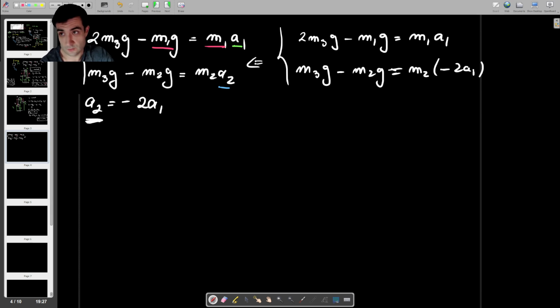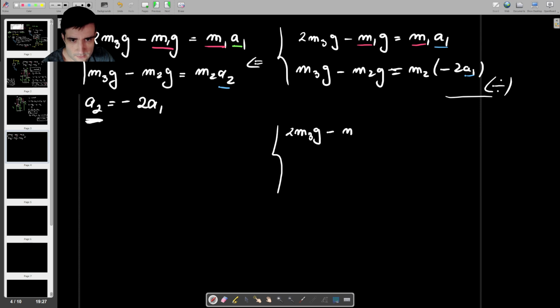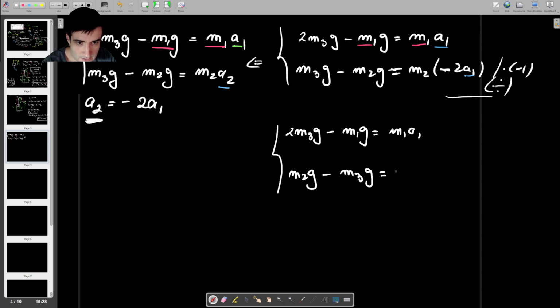Now we have 2 equations, 2 unknowns. We don't know m1. m1 is our goal, right? And a1 is the other thing we don't know. So what I'll do here is eliminate a1 by dividing the 2 equations by each other. But actually before that, I'll keep the top one the same, and the bottom one, because I don't really like this minus here, I'm going to multiply this equation by minus 1 first. So this is m2g minus m3g is equal to 2m2a1. Okay, now it's looking good.